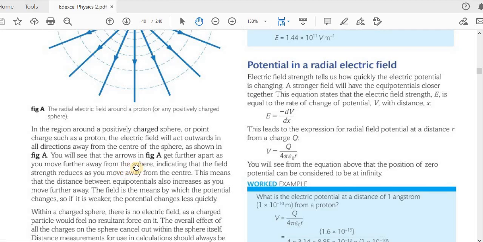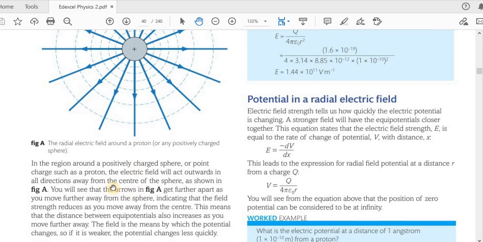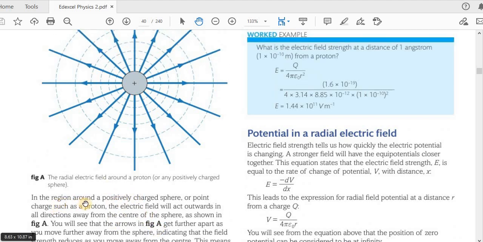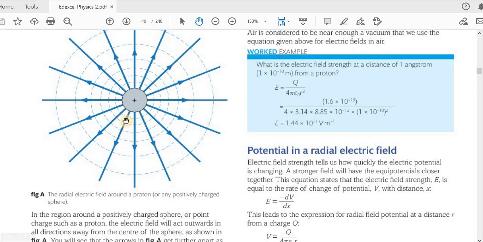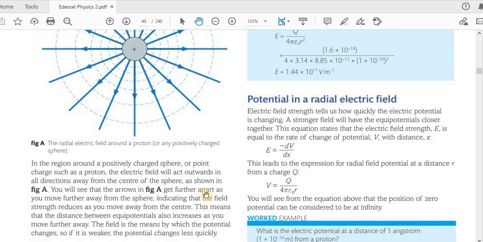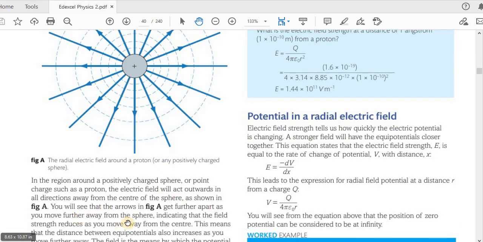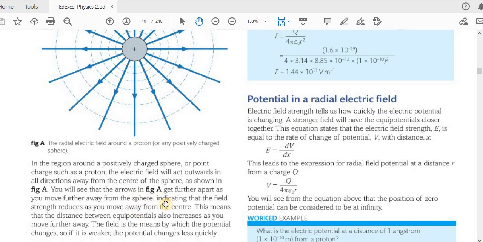I'll just quickly read this so that you will understand it better. In the region around a positively charged sphere, or a point charge such as a proton, we can say it's a charged sphere or a proton, a charged particle. The electric field will act outwards in all directions away from the center of the sphere. Why? Because the electric field lines always point away from the positive charge or positively charged body. As shown in figure A, the arrows get further apart as you move further away from the sphere, indicating that the field strength reduces as you move away from the center.